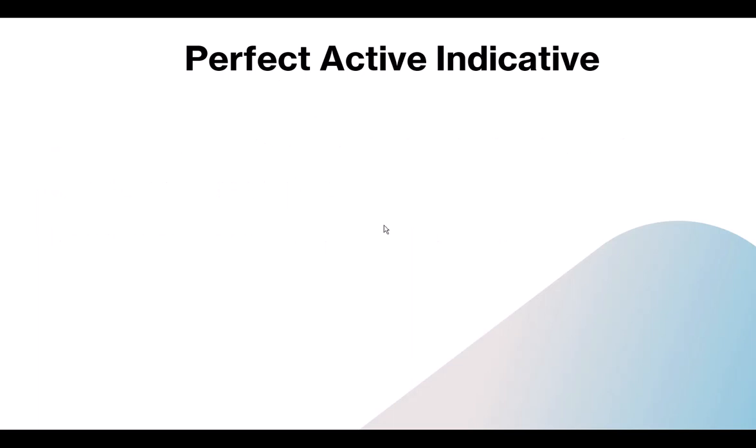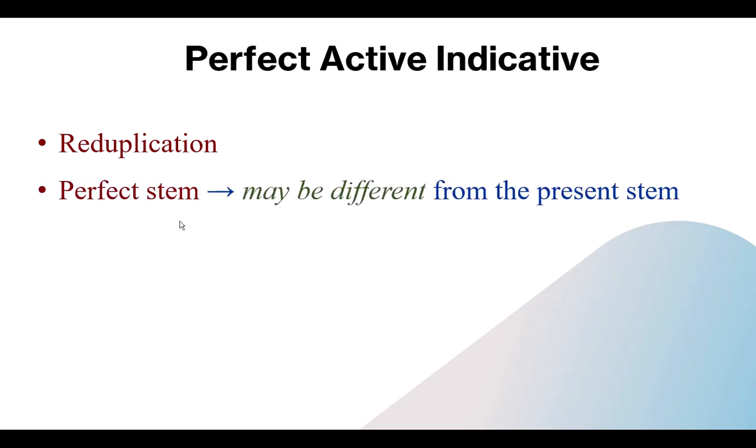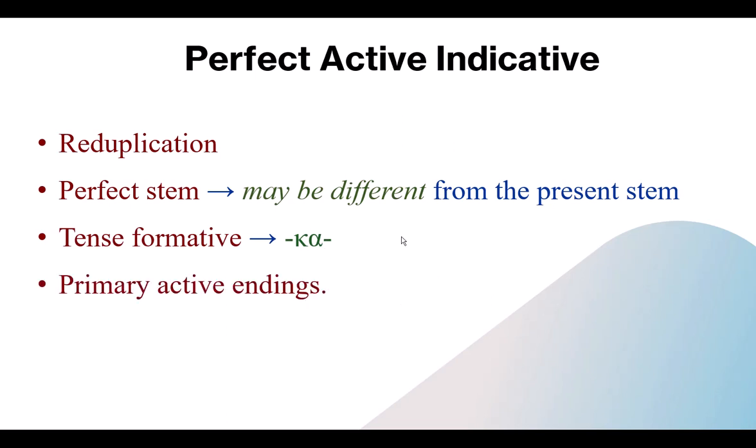So the perfect active indicative involves something called reduplication. Now we've seen the idea in the past tenses of the augment. Reduplication is different, and we'll see some examples. The perfect stem may be different from the present stem, but it may be the same. The tense formative for the perfect active is a kappa alpha, ka, and it uses primary active endings. So let's take a look at reduplication.